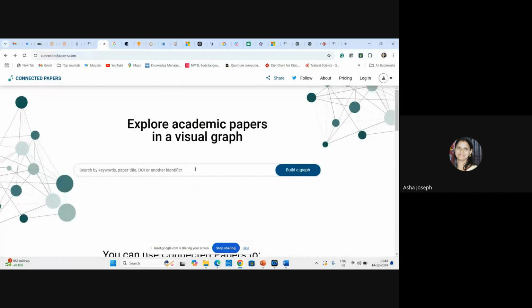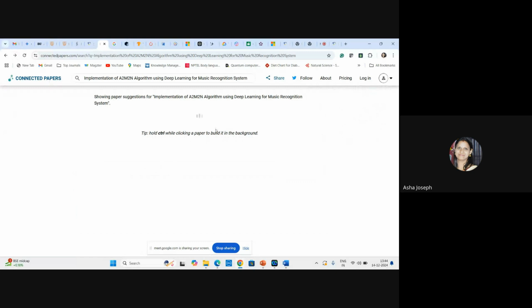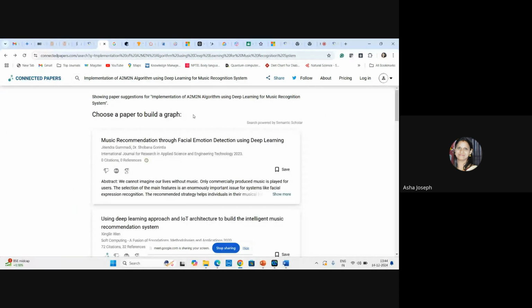So this is what I have just done. I just searched for my own algorithm. It is under review. This is an implementation of A2M2 algorithm using deep learning for music recognition system. This is one of my papers.